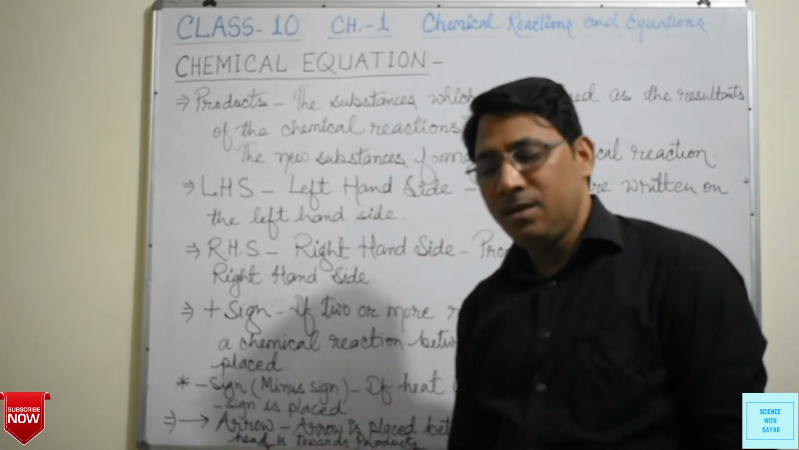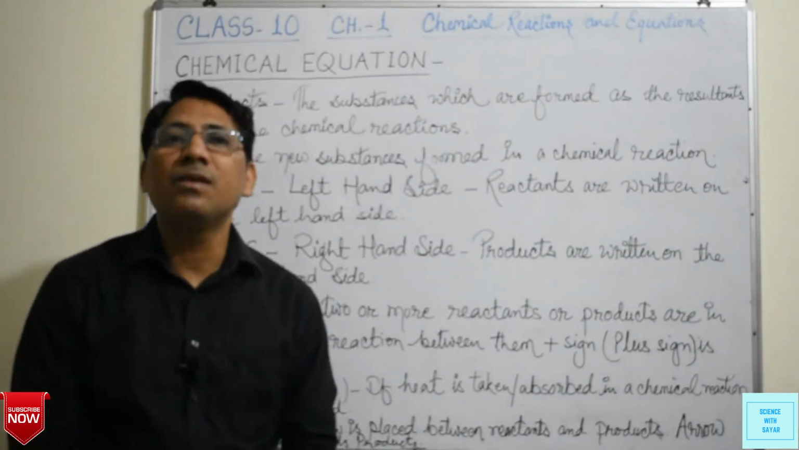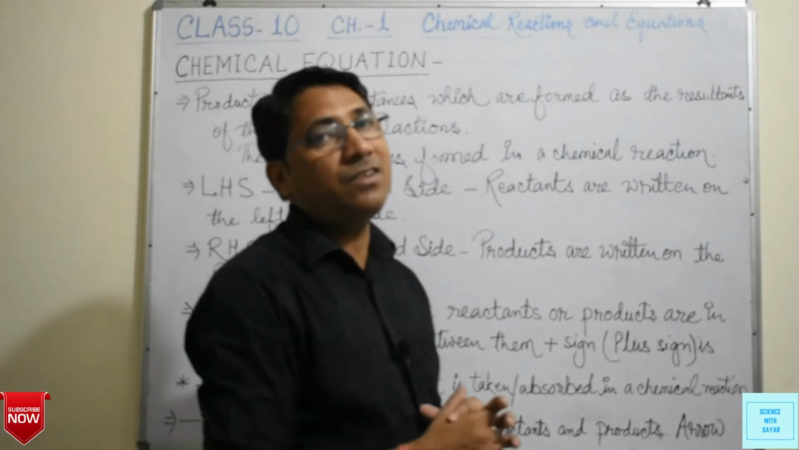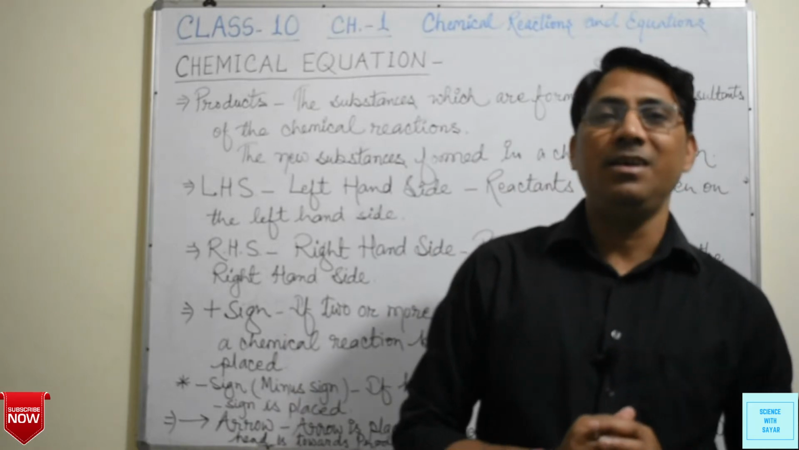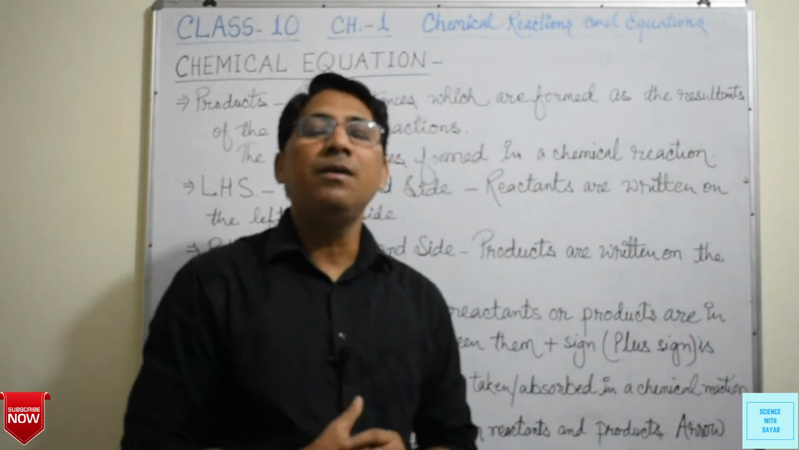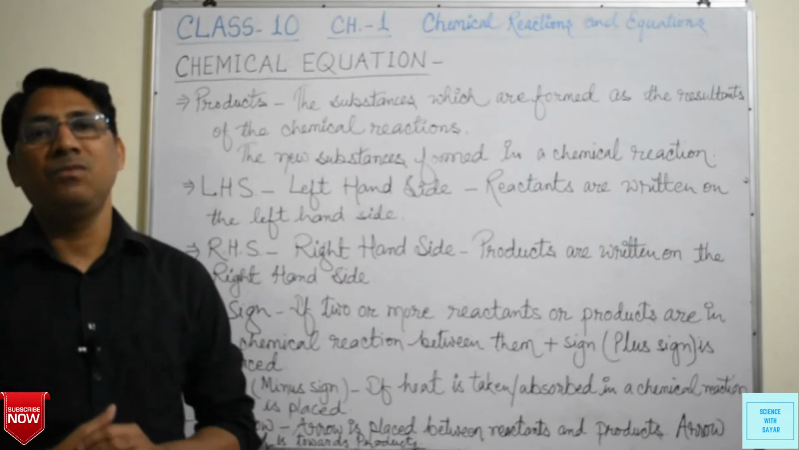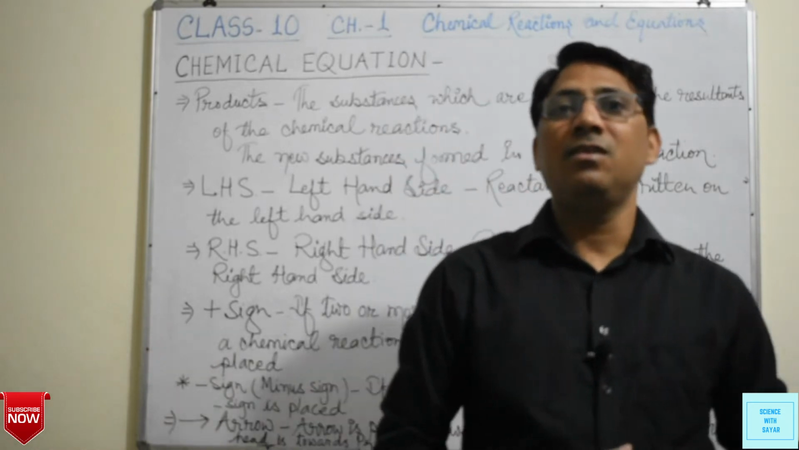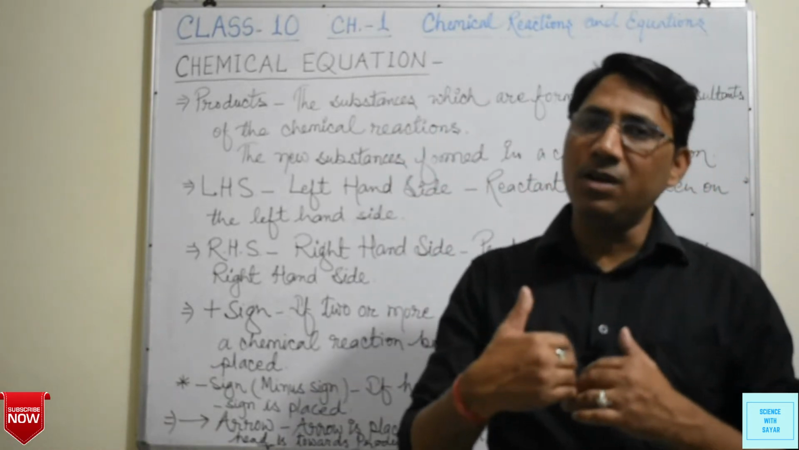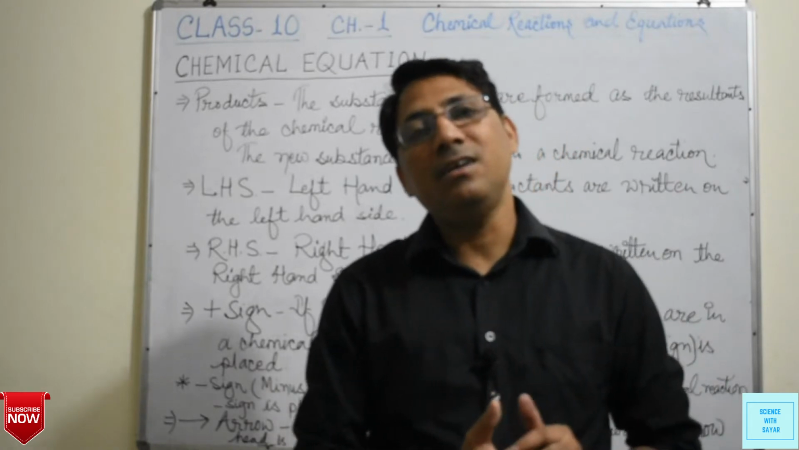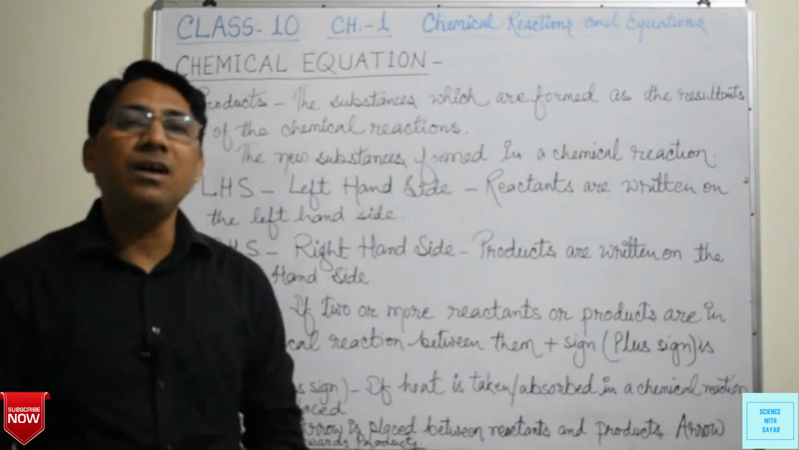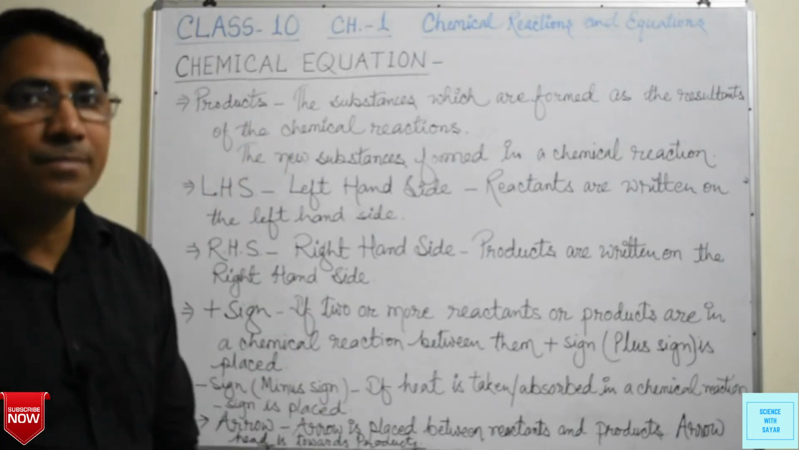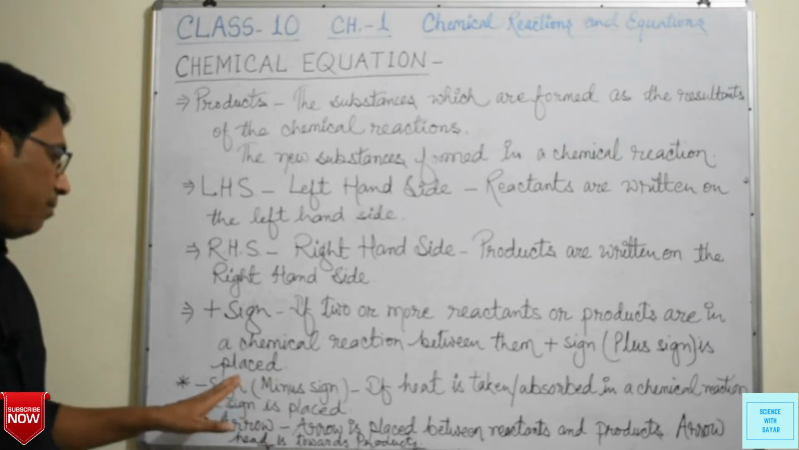Minus sign: in some chemical reactions, heat or any type of energy is taken or absorbed. In that case, we put a minus sign before the amount of heat. When something is absorbed in a chemical reaction, that is shown by putting a minus sign before the amount of energy or heat.